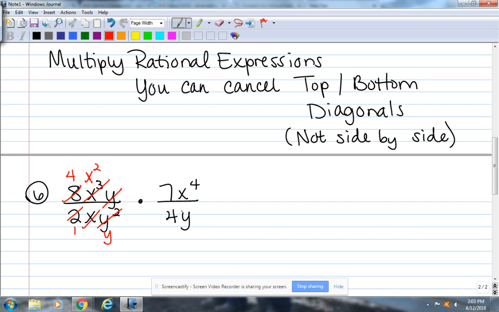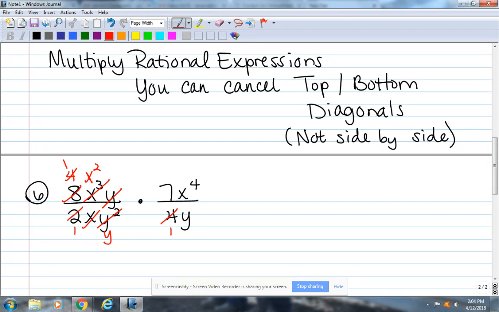And then this one don't have anything that reduces, does it? 7 over 4 won't reduce. X and the y won't reduce. So now I can look diagonally. So I can look at this denominator with this numerator. I don't have variables that match up, but what's 4 over 4 reduced to? 1. So they both make a 1. And that's all I can do for that. And then over here, the 1y and the 7x to the fourth, I don't have anything that cancels there.